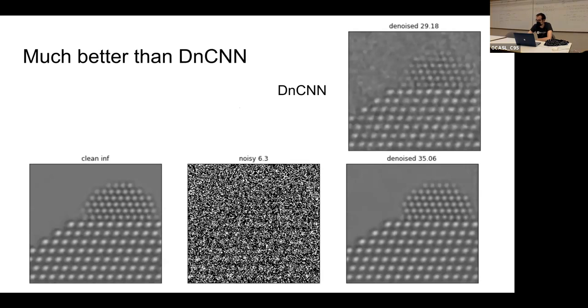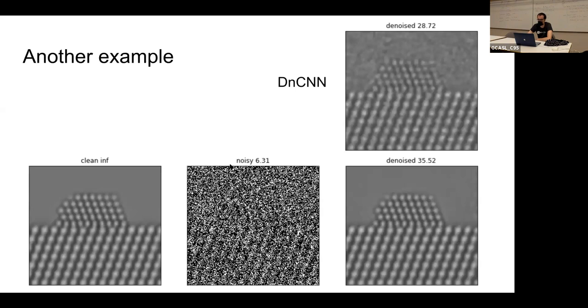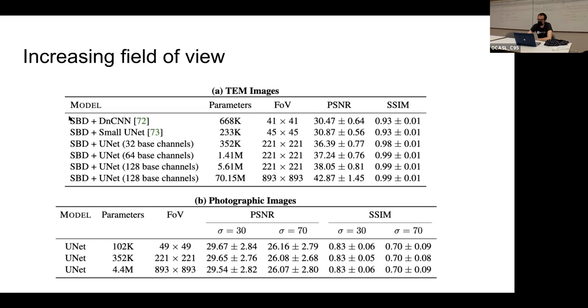So this is just to compare with DnCNN, and the difference is actually quite marked. This is another example, because again, this is simulated data, so we actually know the clean image. Something interesting to think about is that this gave us a very big improvement where we changed the field of view in the case of electron microscope images.